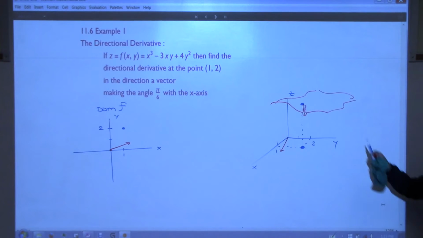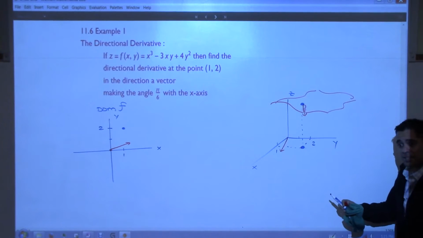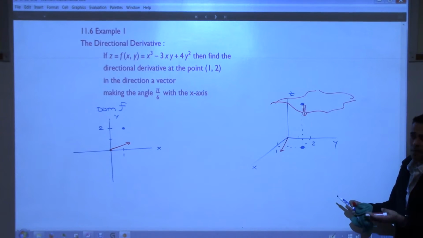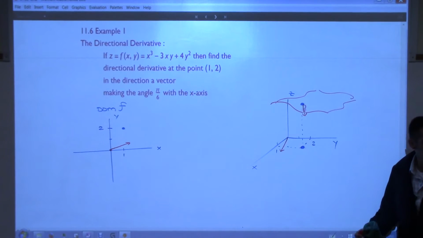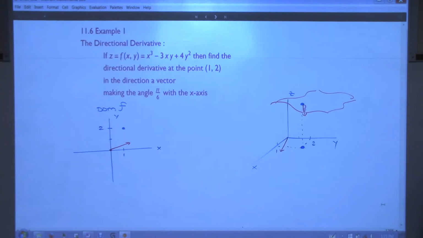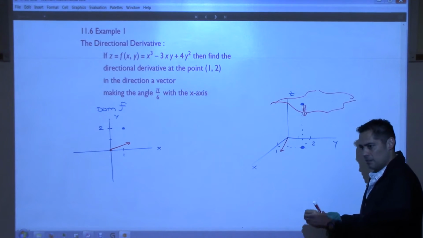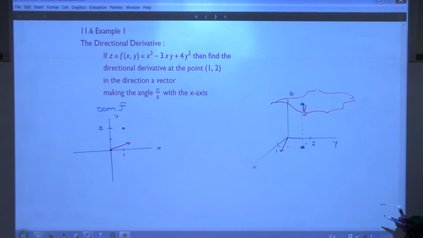And just imagine I'm standing there pointing in that direction and I take a step, right? Am I going up or down? If I'm going up, by how much? If I'm going down, by how much? And that's what this derivative represents. It's an instantaneous rate of change at that point on the surface. Yeah? Okay. So, it's a directional derivative.